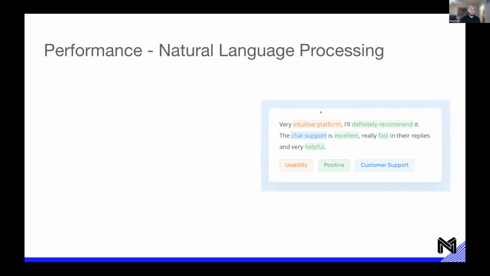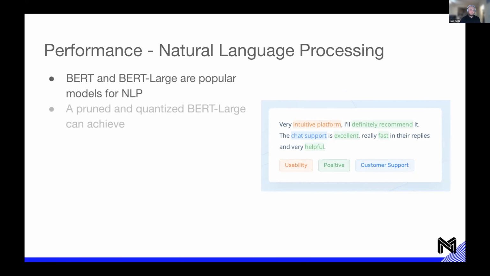And then NLP. So what we're looking at is text coming in, and we're just trying to classify that text in different ways, right? So you can see here some positive and some customer support. Here we're doing token classification where we're just trying to call out what each different word means and if it's a positive signal or they need to get to customer support, things like that. So BERT and BERT large are pretty popular models for NLP. A pruned and quantized BERT large model can achieve 99% accuracy recovery, 8x faster latency, and 11x faster throughput.